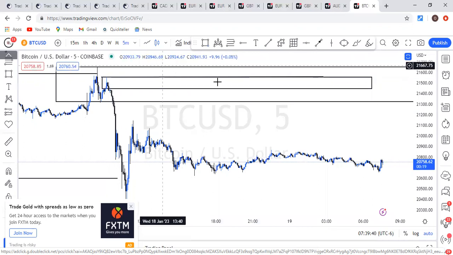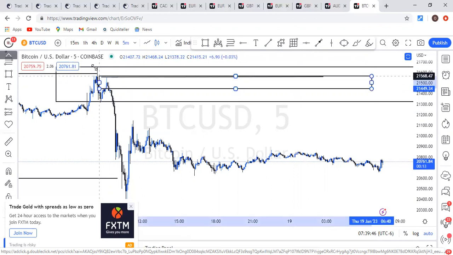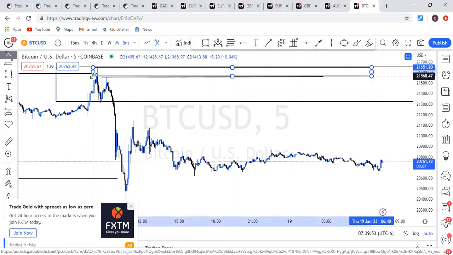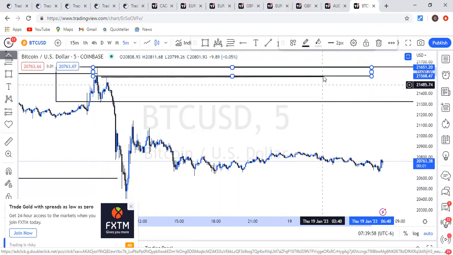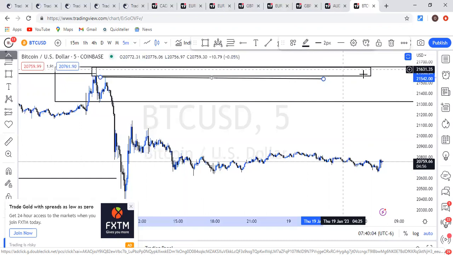But when I have the two like this, I'll take the weak one as my PO high. Why? This is an inducement. So this is where I'm going to be taking my trade.